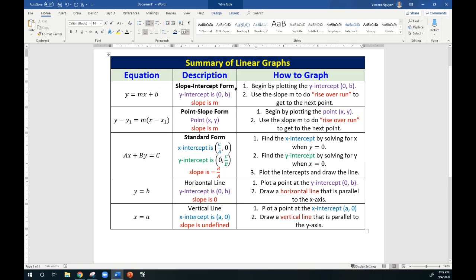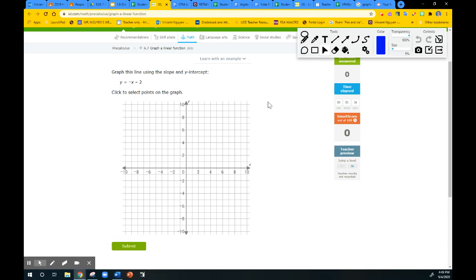Okay, so these are the 3 different forms, and these are the 2 special lines that we might run across, right? So let's begin this. I'm going to be using IXL, and we'll show you a couple of examples for each one of those that I just showed you. Okay, so for this one, this is slope-intercept form.